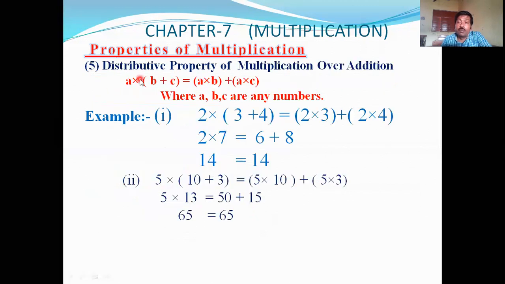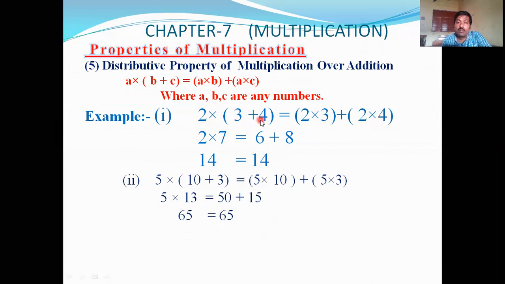Now, this is a very important property, the distributive property of multiplication over addition. This is very helpful to solve questions in an easy way. A into (B plus C) is equal to A into B plus A into C, where A, B and C are any numbers. Let us take an example, 2 into (3 plus 4). This is in the form of A, B and C. Now, A is multiplied by each number of this bracket, which are added to each other: 2 into 3 plus 2 into 4.